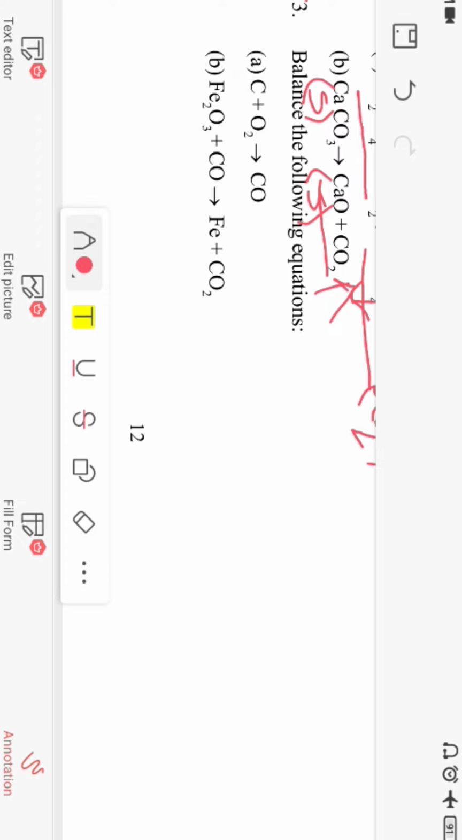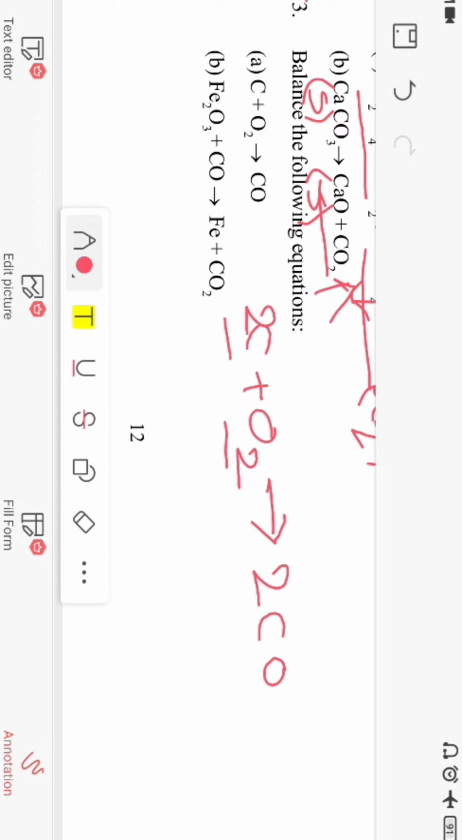So here I will write the balanced equation: 2C plus O2 gives rise to 2CO. So here I am writing 2C plus O2 gives rise to 2CO. Okay, now let us balance the second equation.